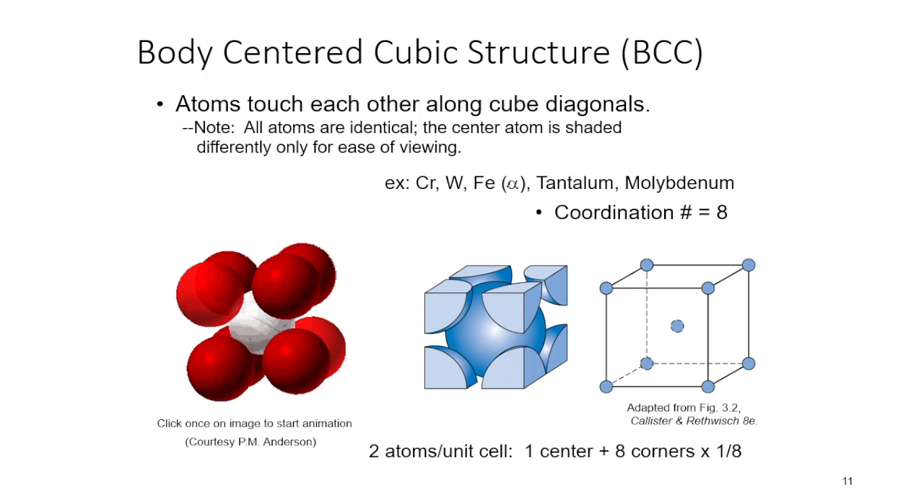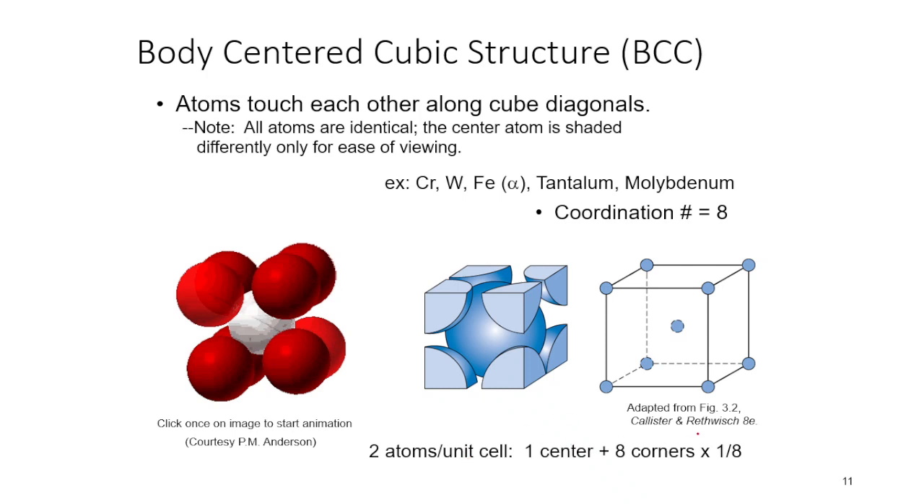And these are some of the elements. So chromium is BCC, then tungsten, then alpha iron, right? Alpha phase of iron is also BCC, then tantalum, molybdenum. These all come under BCC structure. Then there are 2 atoms per unit cell.